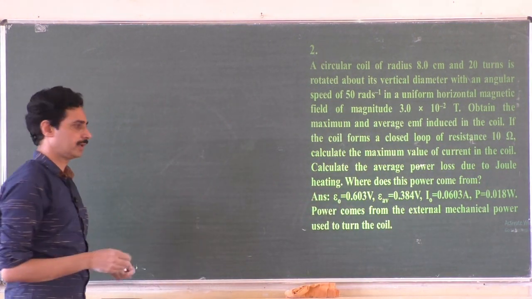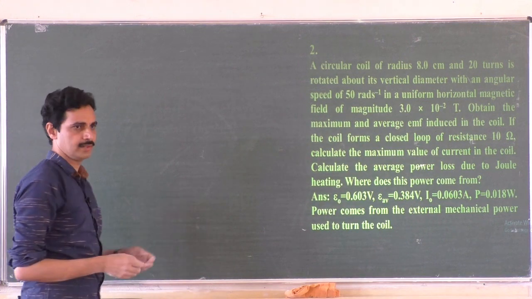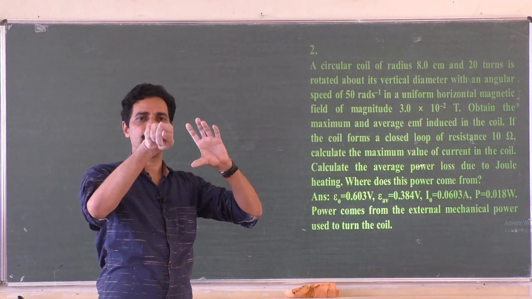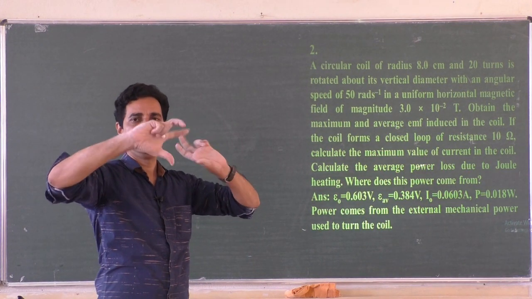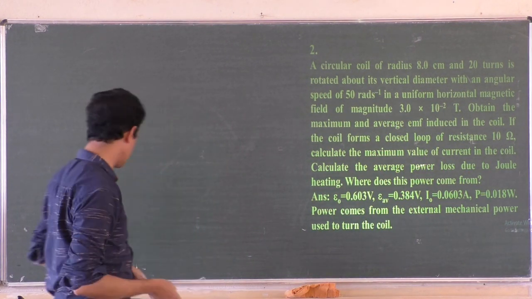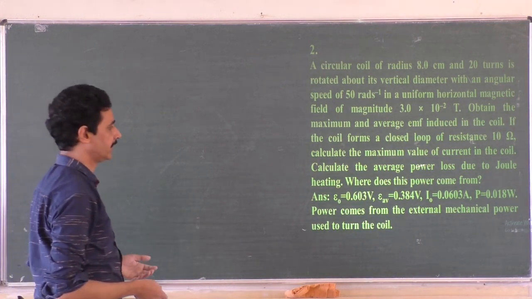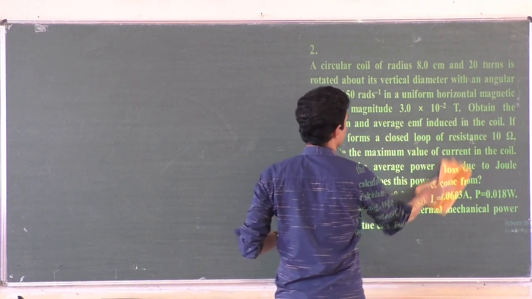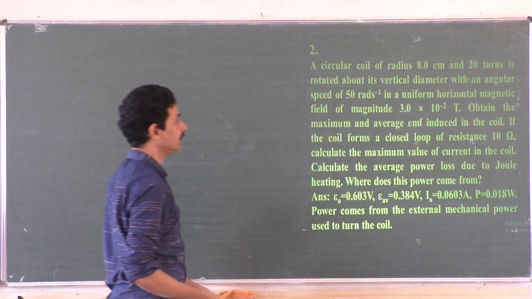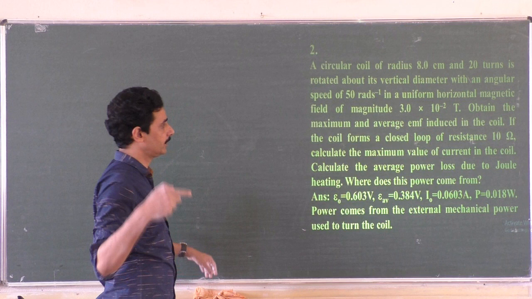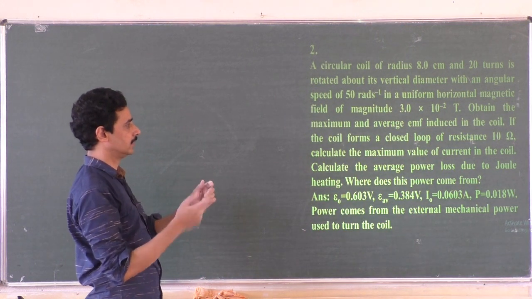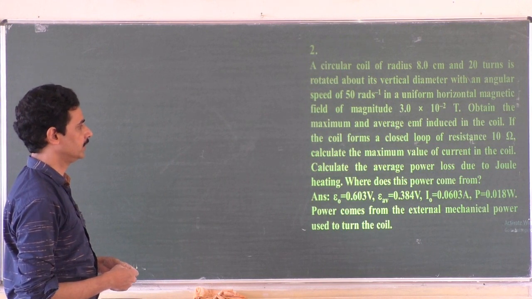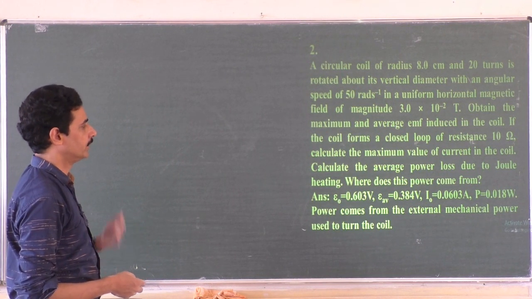Vertical diameter means the diameter is vertical to the magnetic field, right? Suppose the magnetic field is like this, the coil should be turned with its diameter vertical to the magnetic field like this. In a uniform horizontal magnetic field of 3 into 10 to the power minus 2, or you can say the horizontal magnetic field and vertical diameter. Obtain the maximum and average EMF induced in the coil if the coil forms a closed loop.